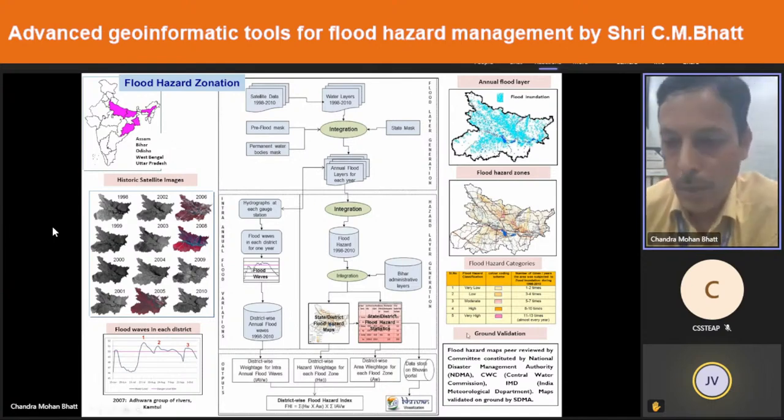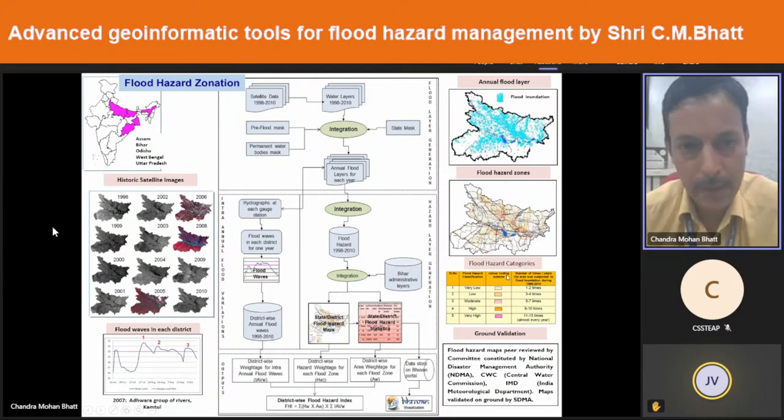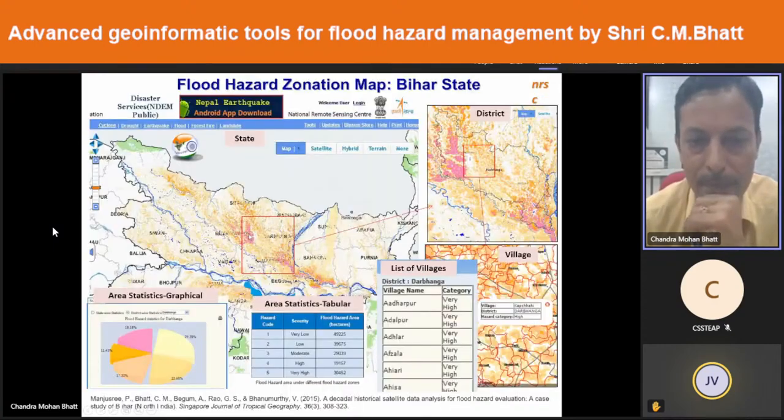And if you go to the Bhuvan site, you have this flood hazard zonation map, which shows which areas are highly vulnerable to flooding. That means most of the time they were flooded out of the period that was considered. Then which are under moderate flooding, high flooding, and low flooding. So these maps have been approved by the NDMA, the Central Water Commission and IMD, and they are also verified by the Bihar State Disaster Management Agency, and they are available in the Bhuvan portal. If you go, you can see these maps and zoom.